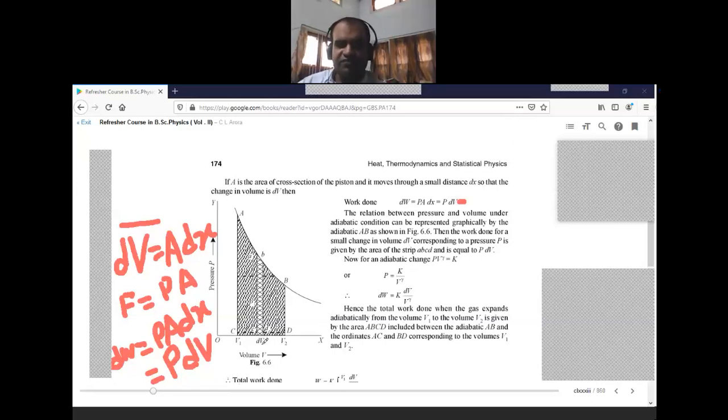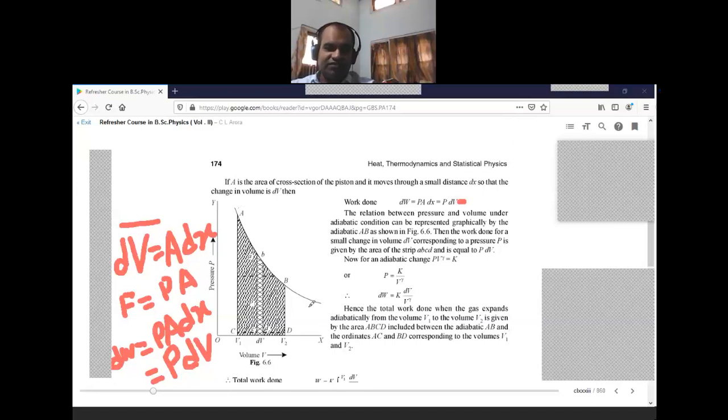Then the work done for a small change in volume dV, you can see in the figure, corresponds to pressure P, and it is given by the area ABDC. It is written ABCD, but it should actually be ABDC, small a, small b, small d, small c. This is the area of this particular region, which is equal to P dV.